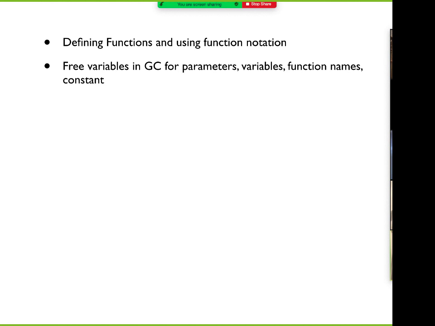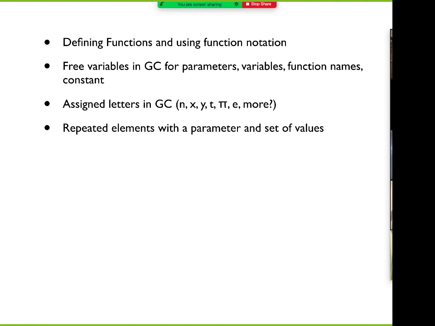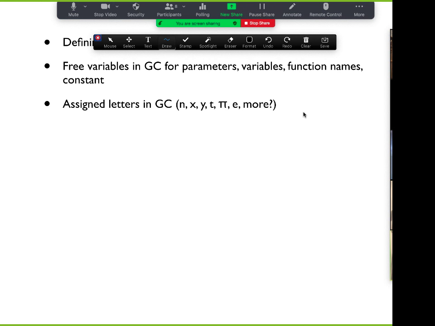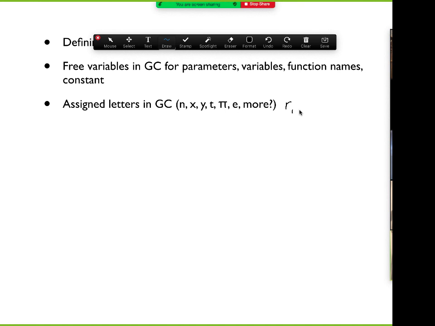All right. Free variables in GC as parameters, variables, function names, constants. We know that there are some things that are reserved. The most common ones are n, x, y, t, pi, e. Those are the most common ones that are reserved. Lowercase u and v are reserved. R is reserved.